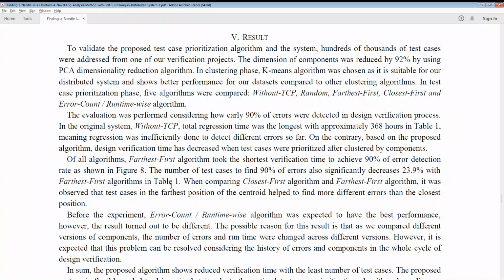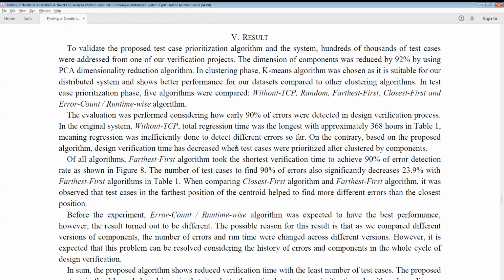When comparing the closest first algorithm and the farthest first algorithm, it was observed that test cases in the farthest position from the centroid helped to find more different errors than the closest position. Before the experiment, the error count runtime-wise algorithm was expected to have the best performance. However, the result turned out to be different. The possible reason for this result is that we compare different versions of the component. The number of errors and the runtime changed across different versions.